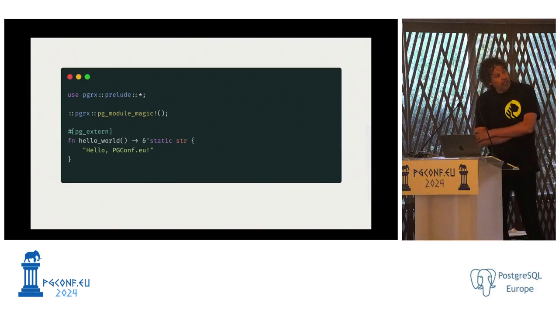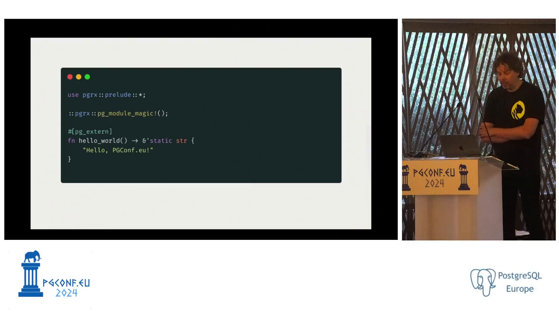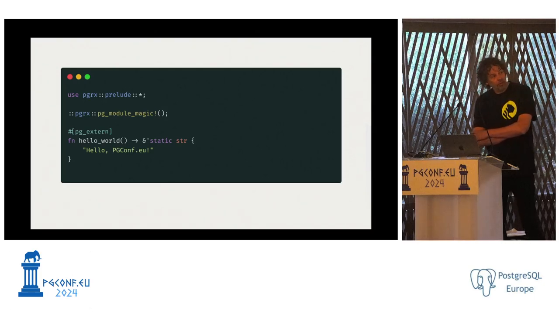So this is what a really simple PGRX function looks like. Literally, this is all it is. You can just put this code in and then compile it, which we'll do in a second. So we're importing stuff from the prelude. If you haven't seen Rust before, this is what Rust looks like. We're running PG module magic, which is something that you run in C functions as well. And then we've got a hello world function that returns a string, doesn't take any input. And we put a PG extern on that, and that means it's going to be exposed through to Postgres.